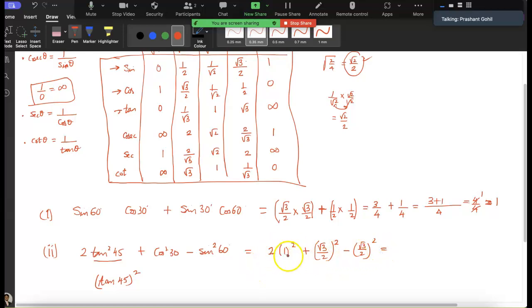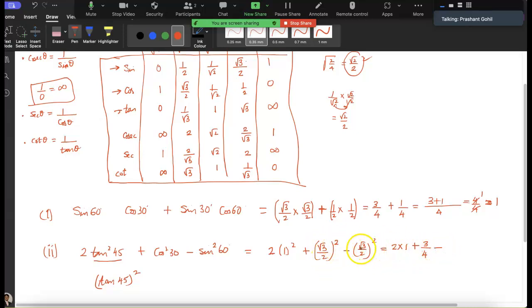What is 2 into 1? So first you square it. 2 into 1 is 2 basically. But 1 square is 1. Plus root 3 square is 3 upon 4, because 2 square is 4. So you square the numerator and you square the denominator. So square and square root will cancel for 3. But 2 square is 4.